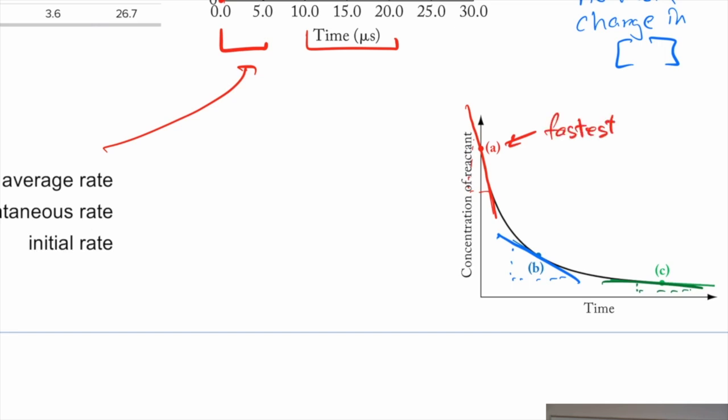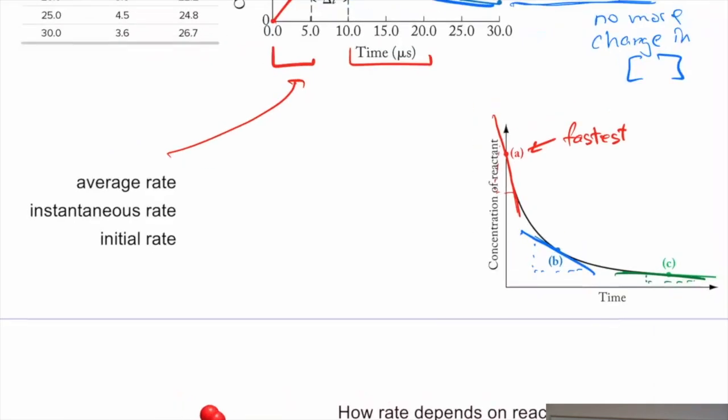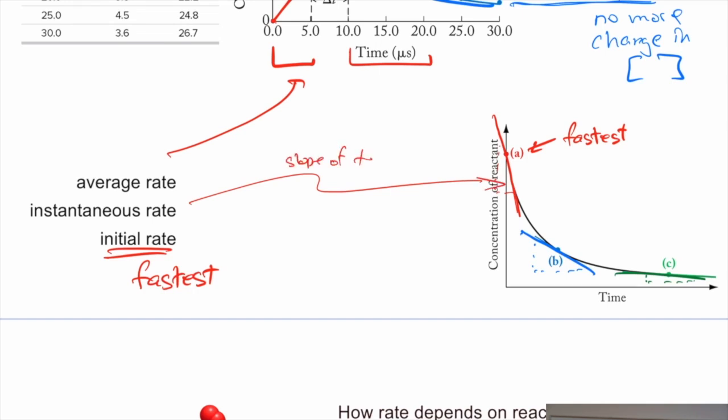Initially, the initial rate is the fastest. Now the instantaneous rate, that's going to be the slopes of the tangent lines. Now, why do you suppose the rate is the fastest at the beginning? Let's hear from someone else first. Think about it. What have you got at the beginning of the reaction?